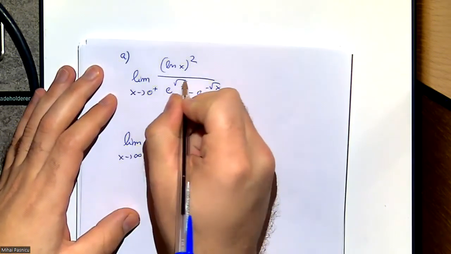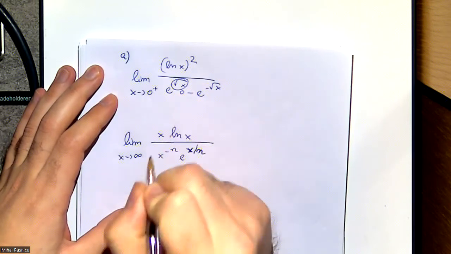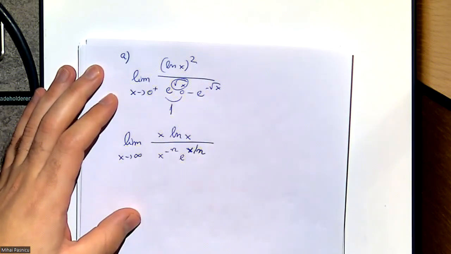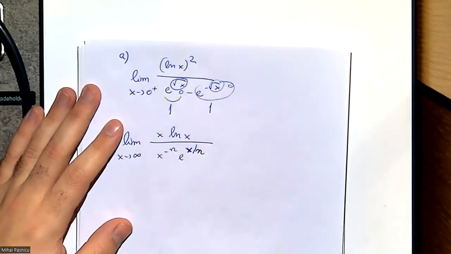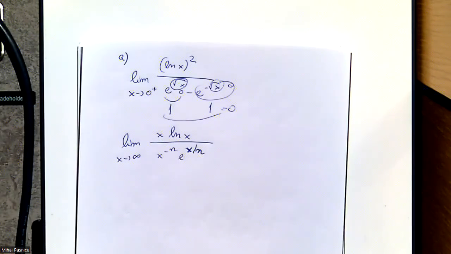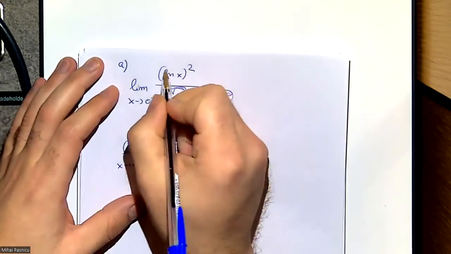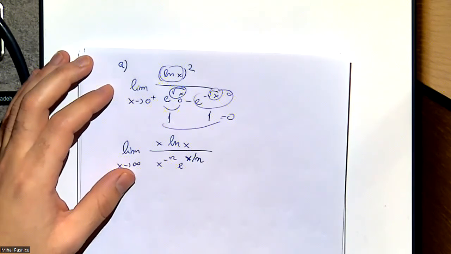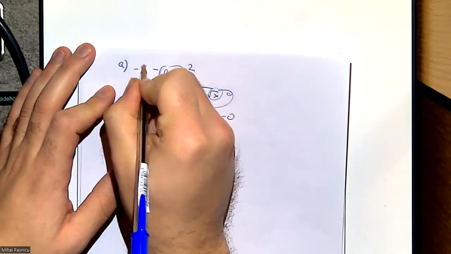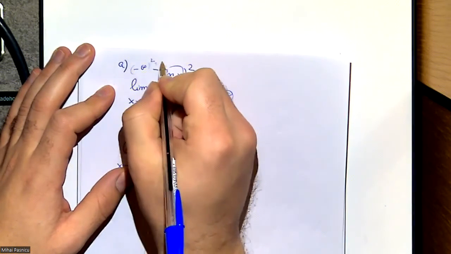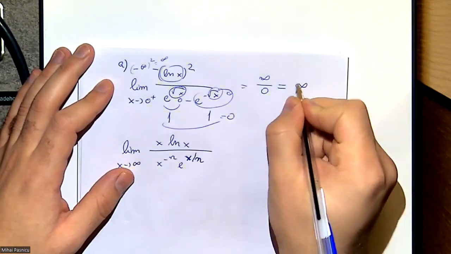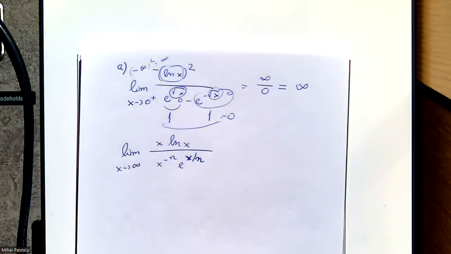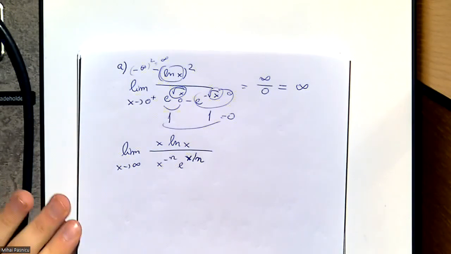When x goes to 0, square root of x goes to 0, e to the 0 goes to 1. 1 minus 1, 0. Okay? What does log of x do when x goes to 0? Minus infinity. Squared? Infinity. So my case is infinity over 0, which is equal to infinity. First problem done. Now, second problem.